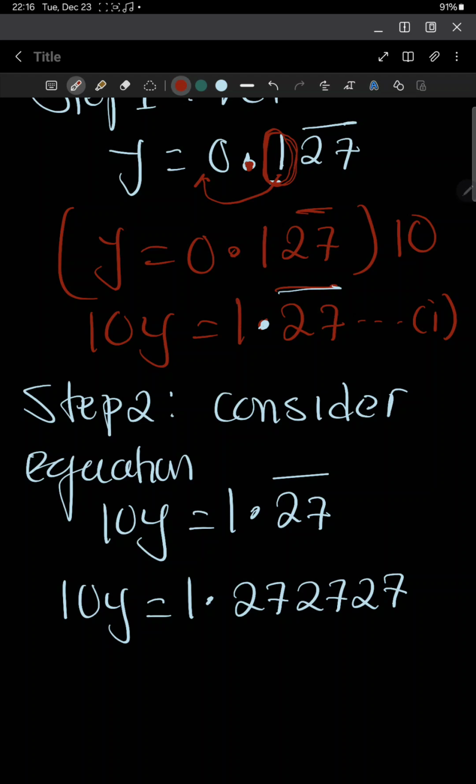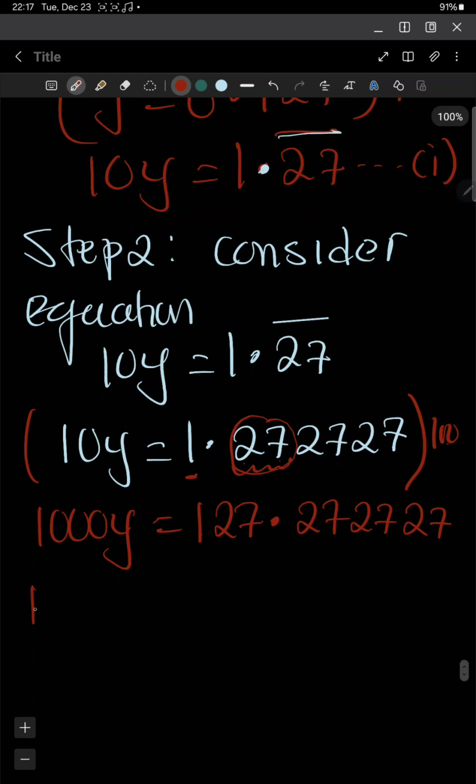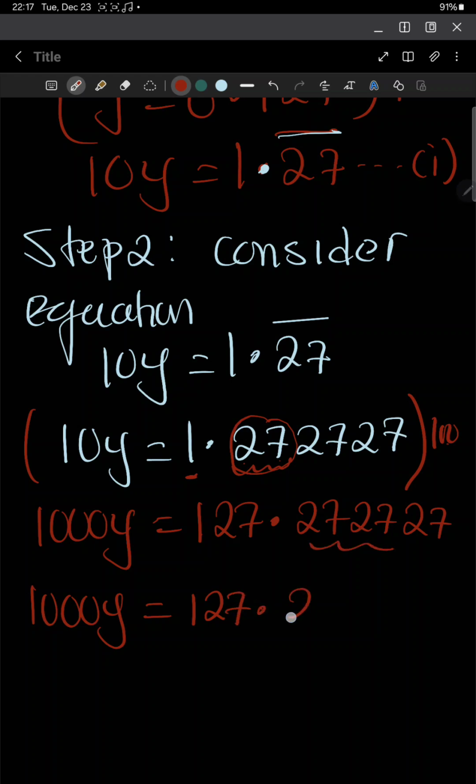So how can we proceed? It means that we need to consider these two numbers, only these two numbers. So which number can I multiply by so that the 2 and 7 can come here? So it is what? 100. So I'll multiply by 100. The reason why I'm multiplying by 100 is that we have two numbers, 2 and 7. So after that, it will be 100 times 10y, which is 1000y. After that, 100 times that, it will be 127.27 bar. So 1000y equal to 127.27 bar. What is the meaning of this? Same as 27 bar. That is our equation 2.